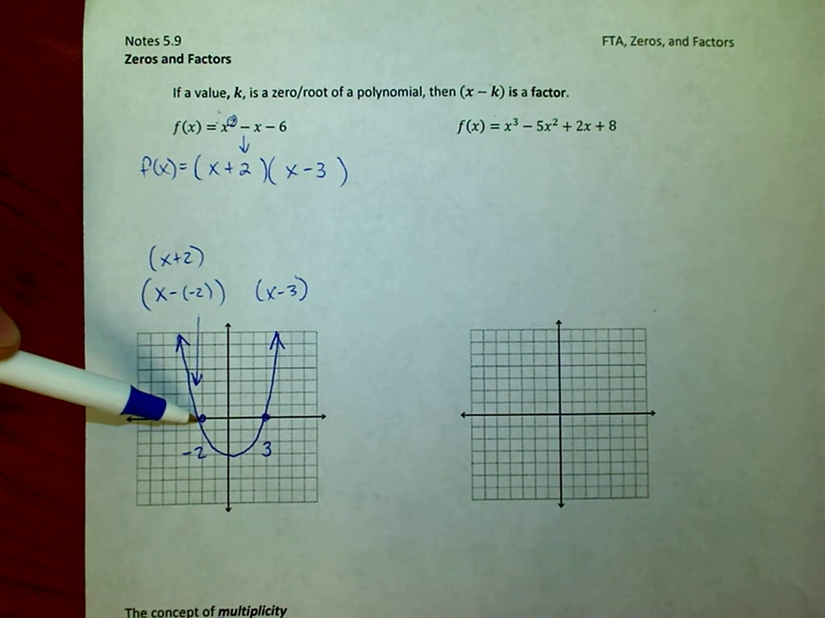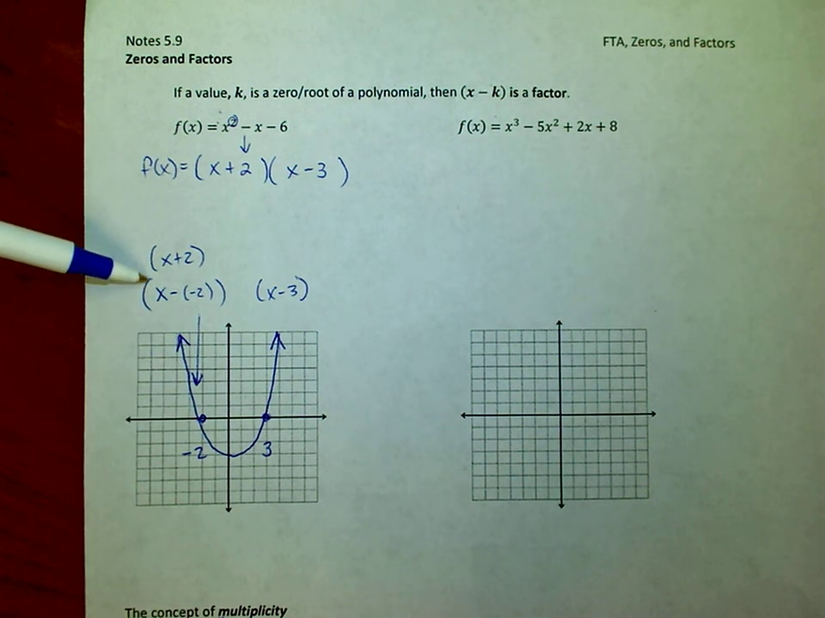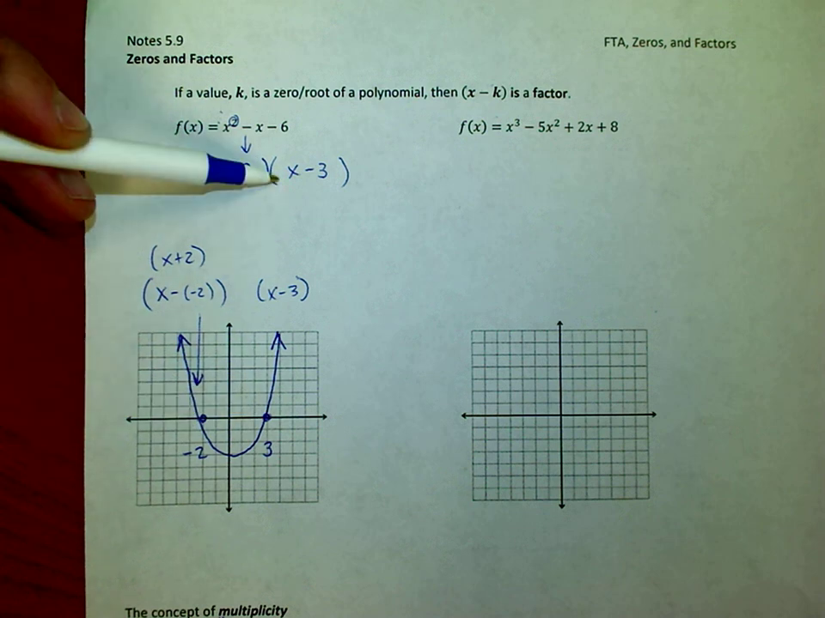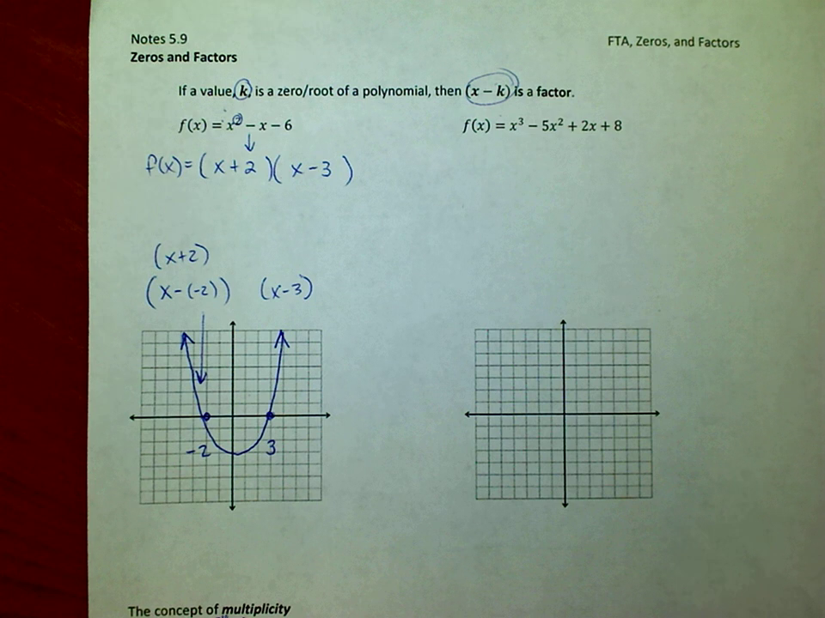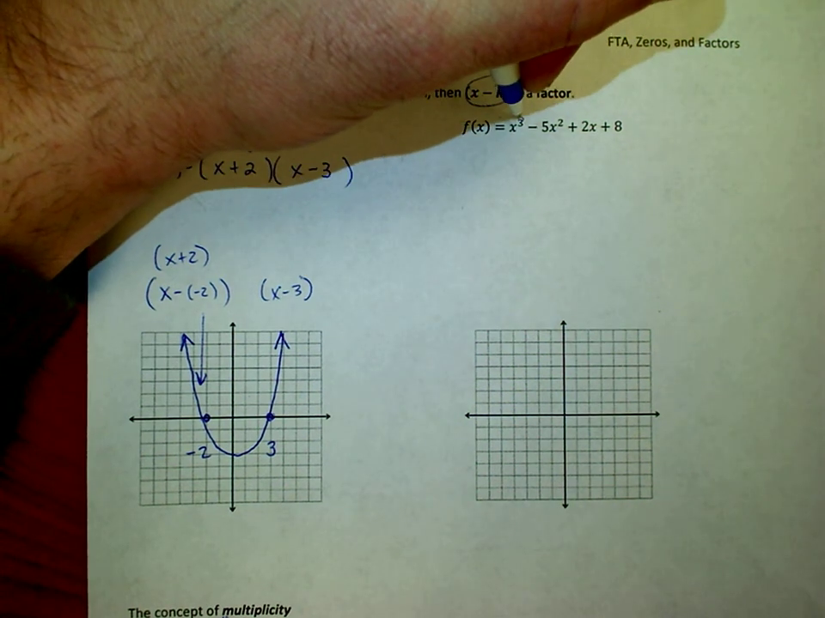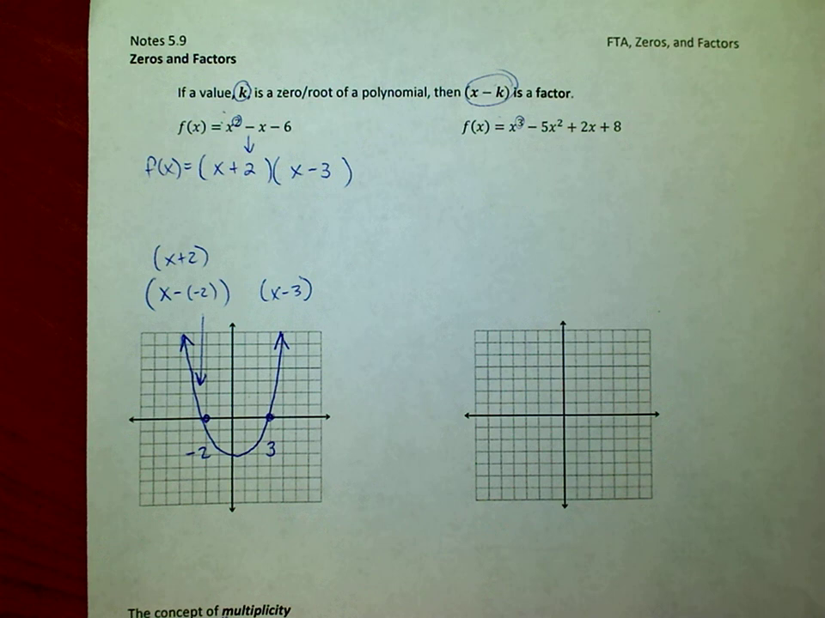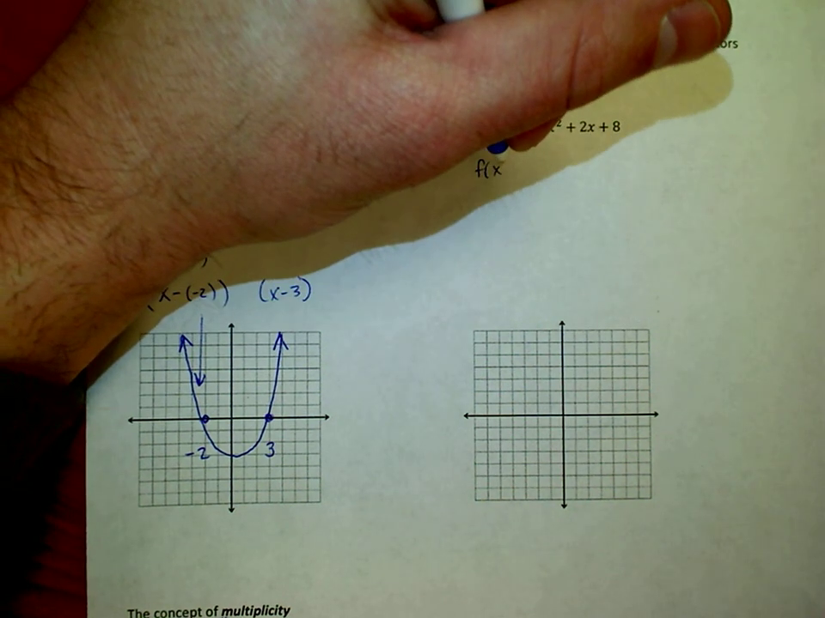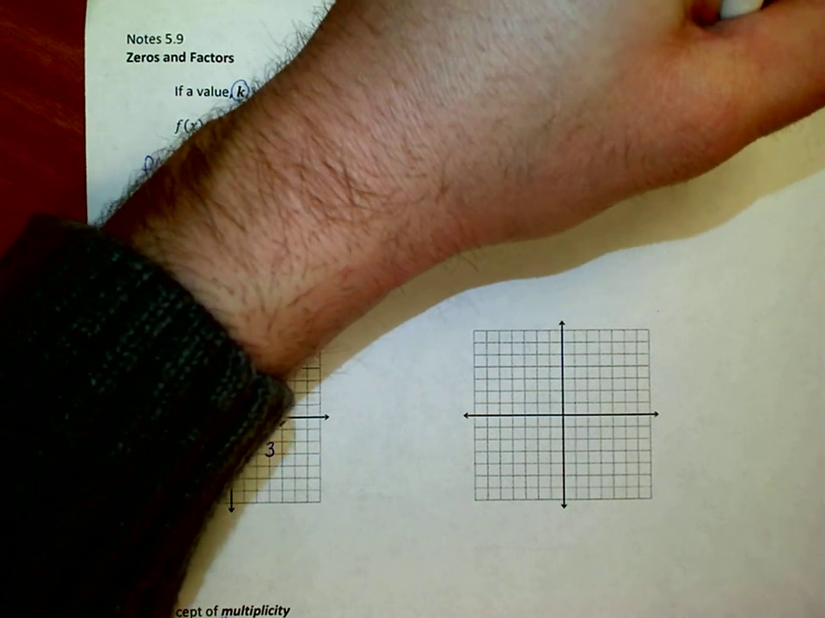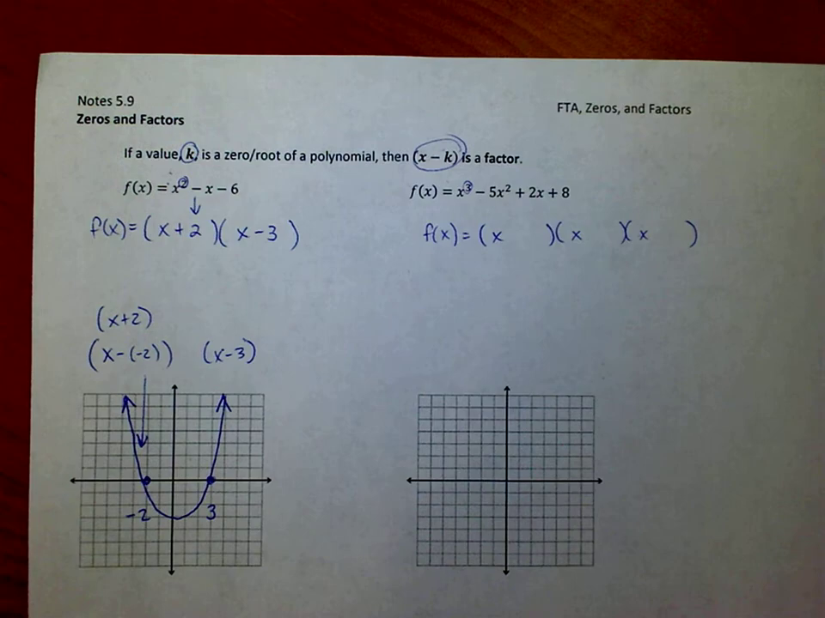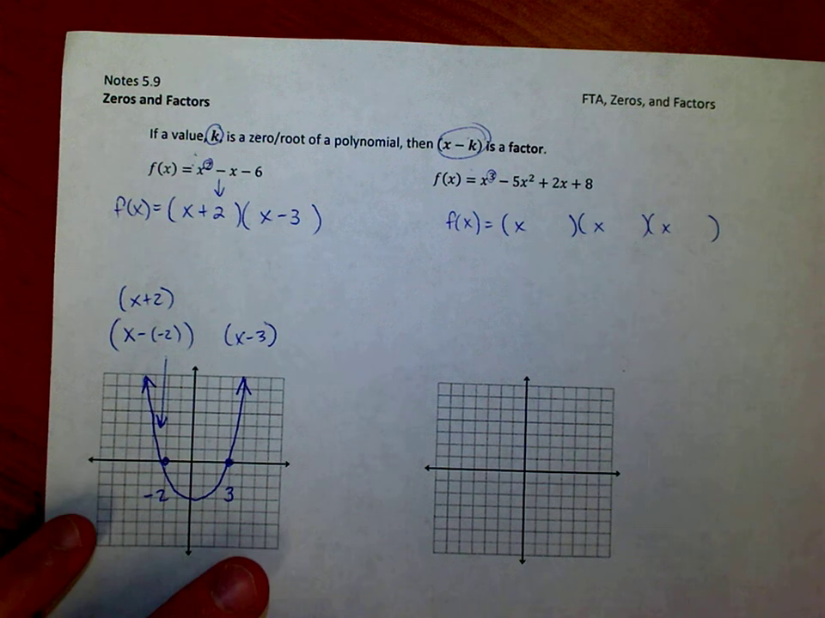If -2 is in there, then x minus a -2, which is x plus 2, is going to show up. For +3, x minus that value. So for any value, you take x minus that value and put it in parentheses, and you have one of the factors. For instance, look at this x cubed. Whenever I factor, I'm going to expect to see x plus or minus something, x plus or minus something, x plus or minus something.